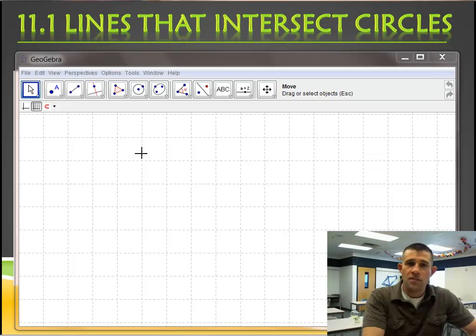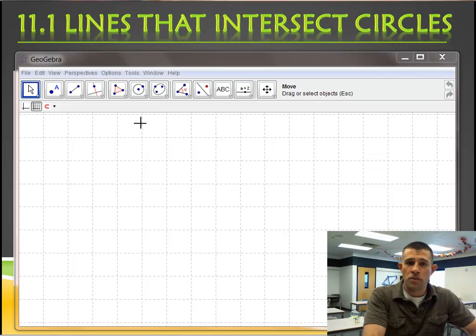Welcome to Chapter 11. In this chapter, we're going to take a deeper look at circles and some of their properties and measurements and their interesting lines that intersect and pass through circles. And we're going to learn about some of the interesting theorems that surround some of the angles that are formed when these lines intersect inside, outside, and on the perimeter of a circle.